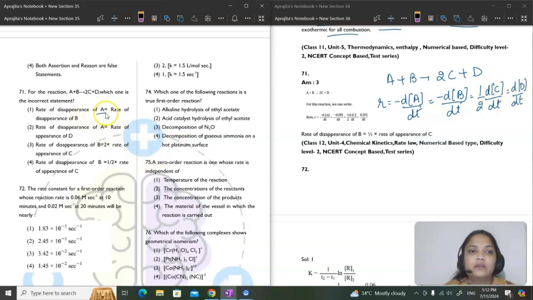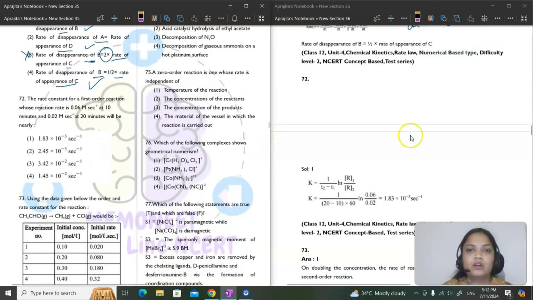So rate of disappearance of A is equal to rate of disappearance of B. This is true. Rate of disappearance of A is equal to rate of disappearance of D. This is also true. Rate of disappearance of B is 2 multiplied by rate of appearance of C. No, it's not 2. It is half. Okay, so this is wrong. Rate of disappearance of B is half multiplied by rate of appearance of C. This one is true. It means the third statement is not true.